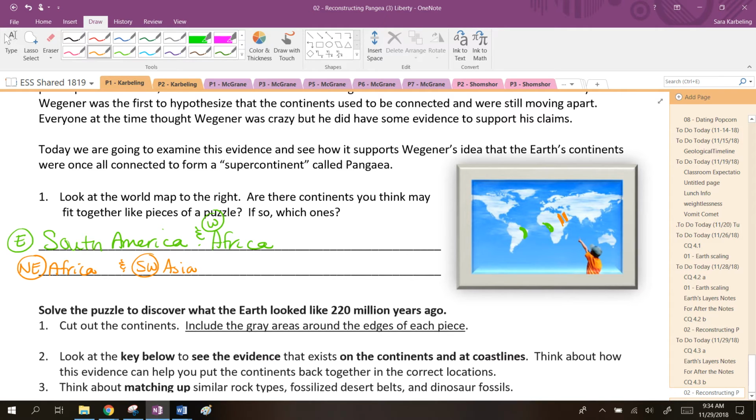Sure. Any other things that look like they might fit together? What was it, Maddie? No? Livy, what you got? North America, where? Up at the top. Is that Greenland? Yep. So like Greenland up here? And like this part right here? Is that what you're talking about? Yeah? So Greenland, west coast, and the northeast of North America?